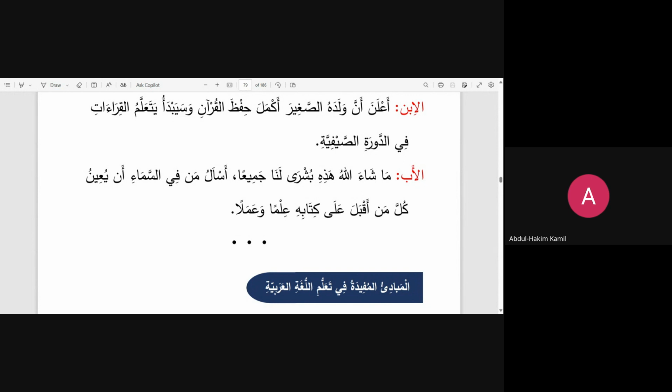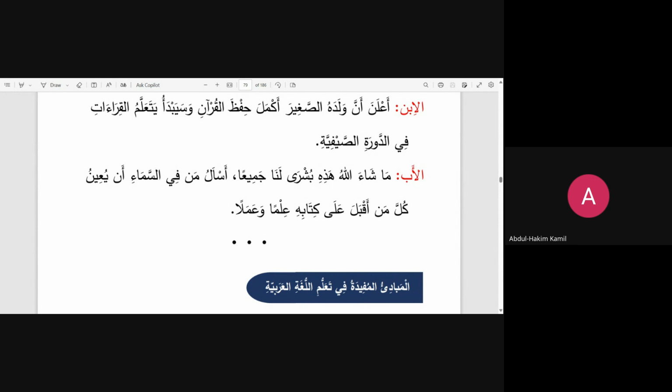Akbala ala kitabihi. In his book, on his book. What's kitabihi? What book is that? The Quran. Right. I ask Allah to help everyone who embarks upon his book with knowledge and good deeds.